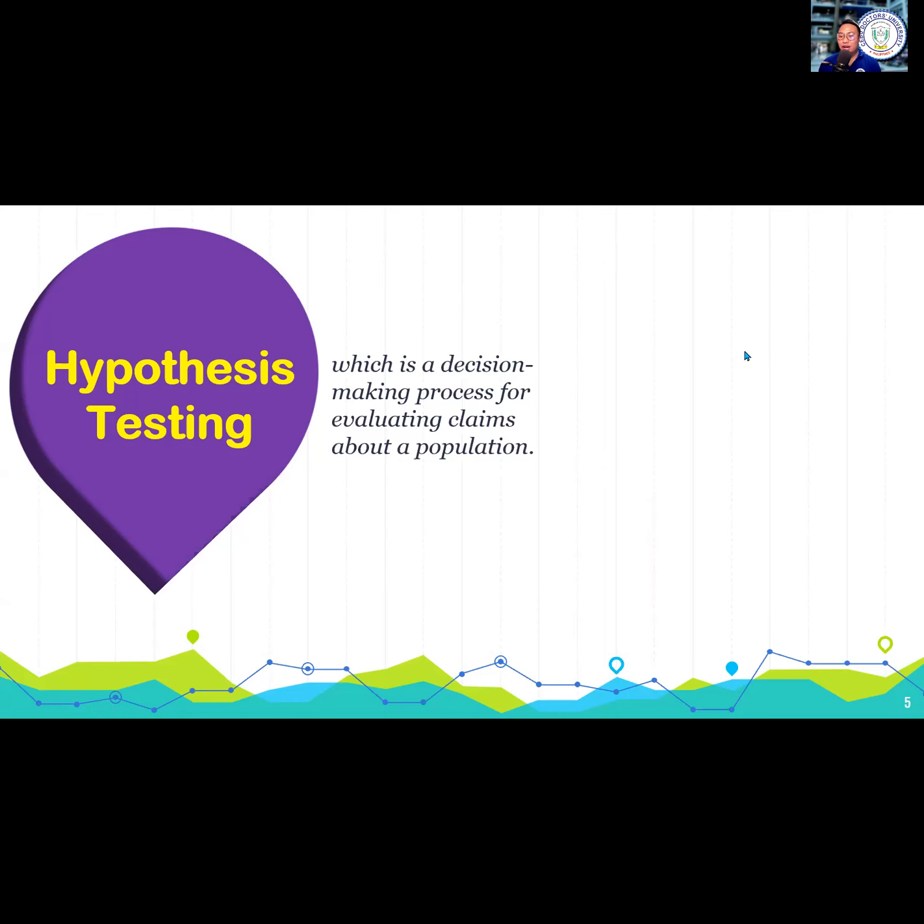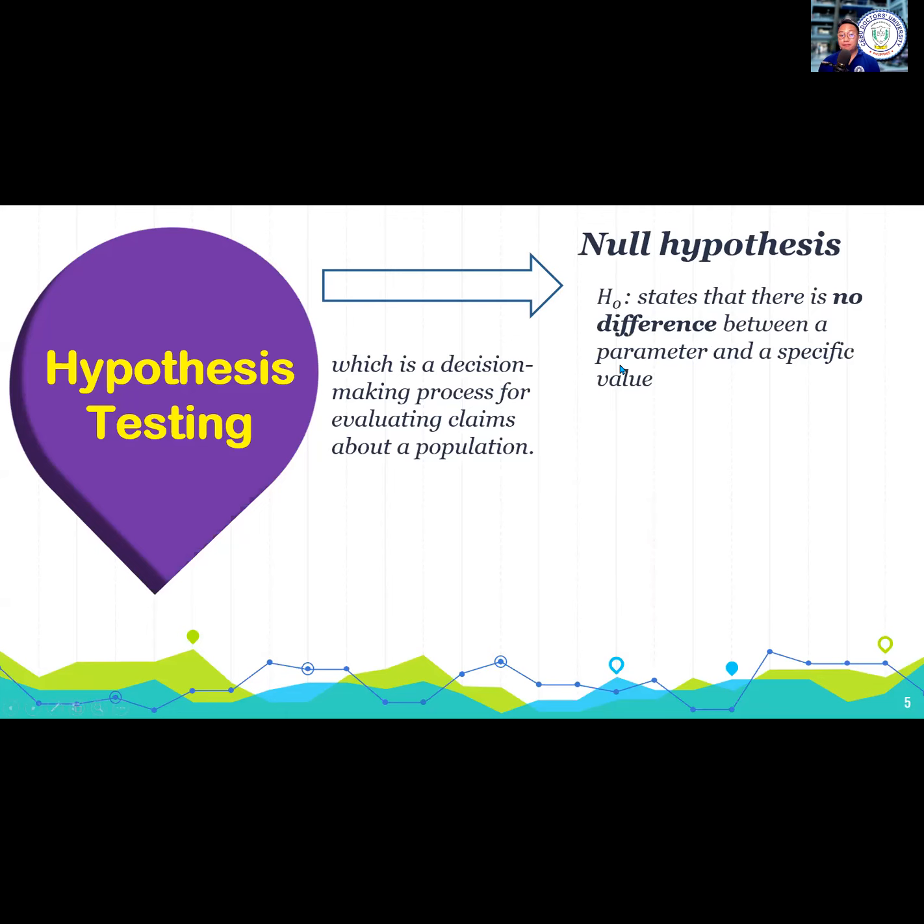So here we have two statements of hypotheses. The first statement of hypothesis, guys, we call the null hypothesis, okay? The null hypothesis states that there's no difference between a parameter and a specific value. When we say parameter, guys, these are values coming from the population. Do you remember the notation for the population mean? This is the population mean.